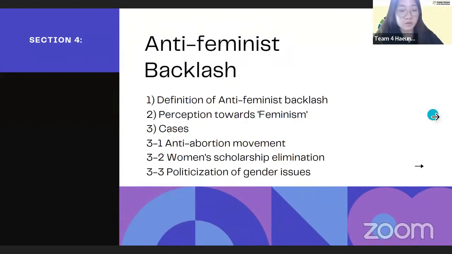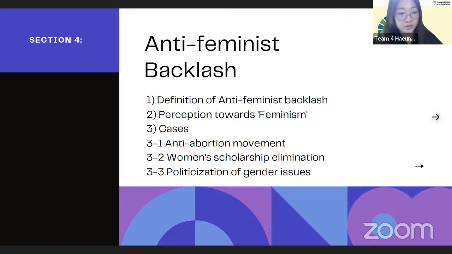Although evidence show that gender inequality exists, a notion of denying it is spreading like wildfire. Hello, this is Han Lee, and in section 4, what I'm going to introduce is the anti-feminist backlash happening all around the globe. Below are the table of contents. After briefly explaining the definition of anti-feminist backlash, I'll move on to the analysis of the general perception toward feminism. Then I'll move on to 3 example cases of anti-feminist movements.